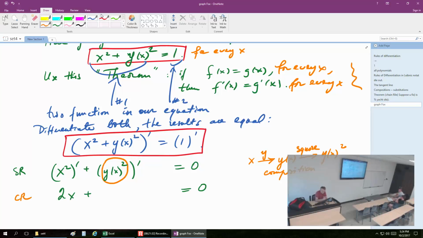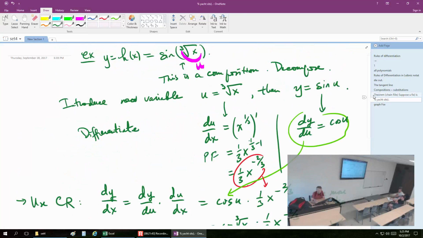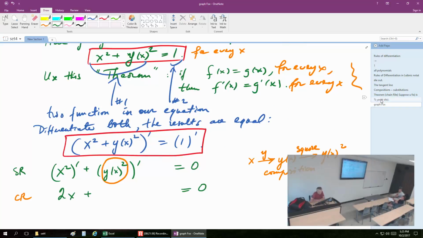Okay, so when we differentiate the composition, we apply the chain rule. What do we get? This is the decomposition. So remember the chain rule. The derivative of the composition is the product of the derivatives. So you just need to differentiate the two functions and then multiply.